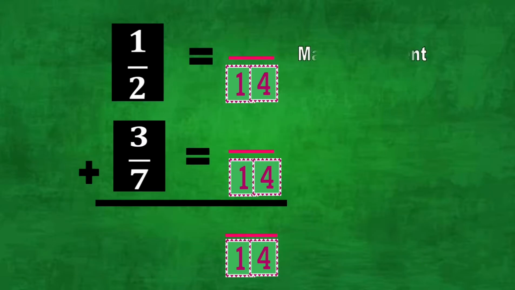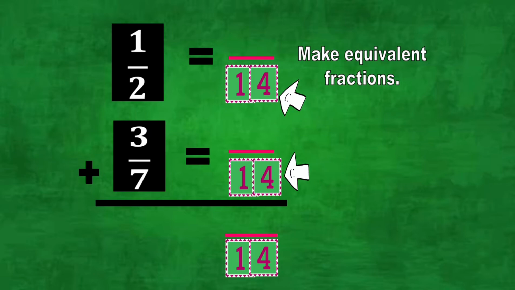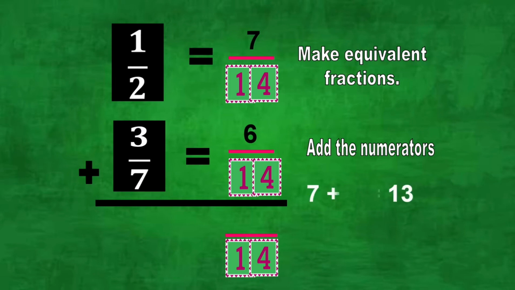Next step, make equivalent fractions. Now how do we make equivalent fractions? We are going to divide the new denominator by the previous one. Then multiply the quotient to the numerator. So 14 divided by 2 times 1 is equal to 7. 14 divided by 7 times 3 is equal to 6. Then add the numerators. 7 plus 6 is equal to 13. Our answer is 13 over 14.